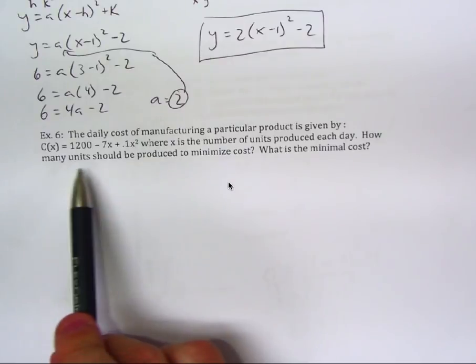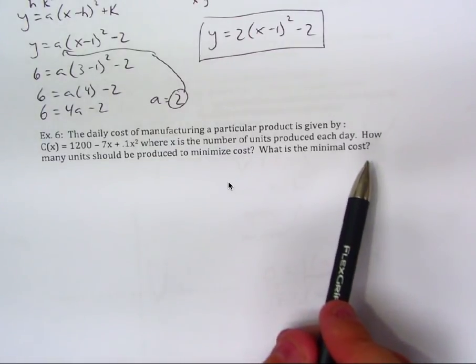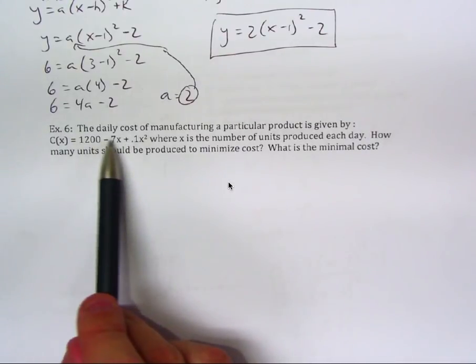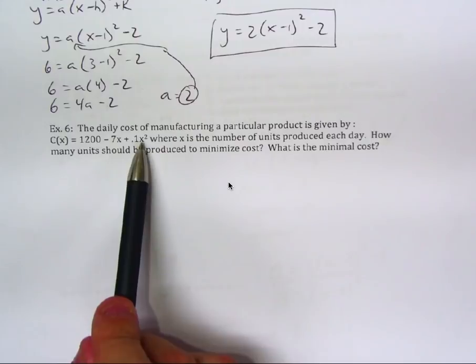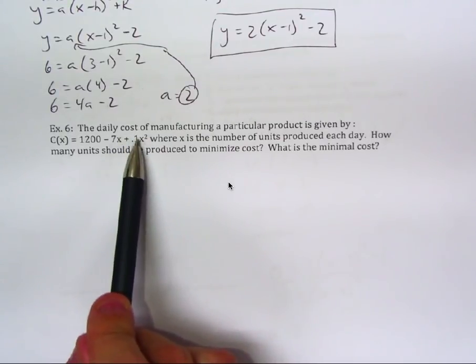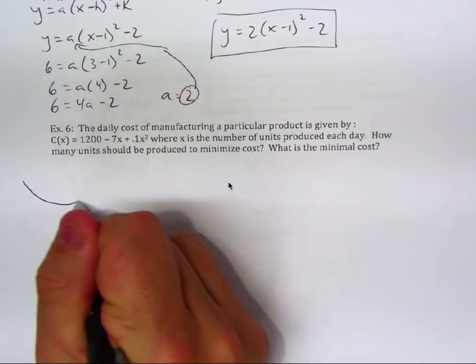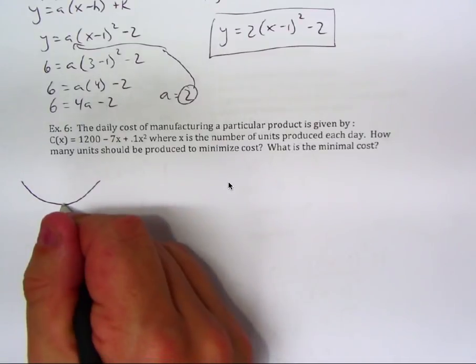So how many units should be produced to minimize cost? What is the minimal cost? So think about what this question is asking. I want you to think about this graph. You don't need to graph it. It's going to be a parabola because it's x squared, and it's going to open upward. And this graph's going to do something like this. And we're looking for this point right here.